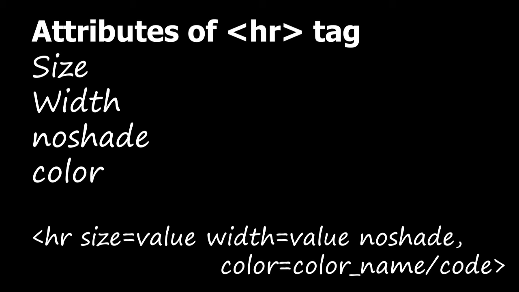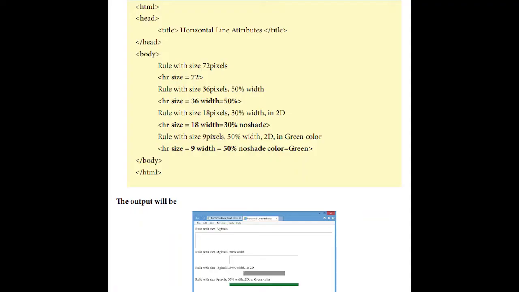Here they have given an example on page number 248. On page number 248, first line, rule with size 72 pixel. Inside the body you can see HTML, head tag, title tag, and closing the title tag, closing the head tag and all. After opening the body tag only, you will be having the body section, and inside this, whatever content you are having, you have to give inside this, right? So here the first line is rule with size 72 pixel. That is just a text, right? After that, HR size is equal to 72.